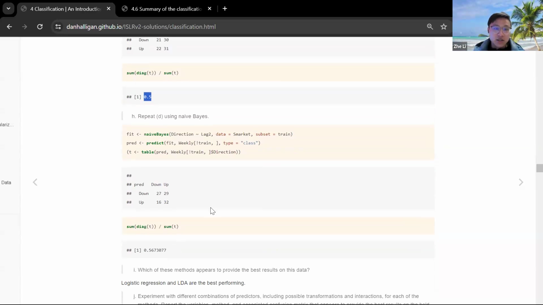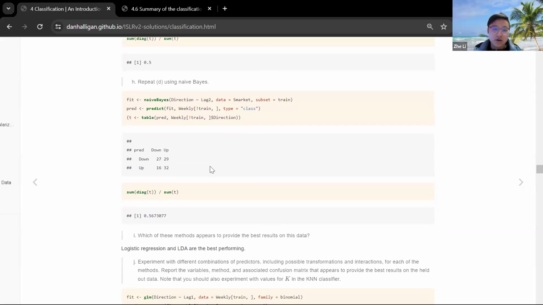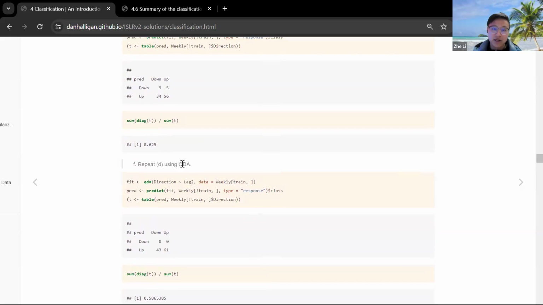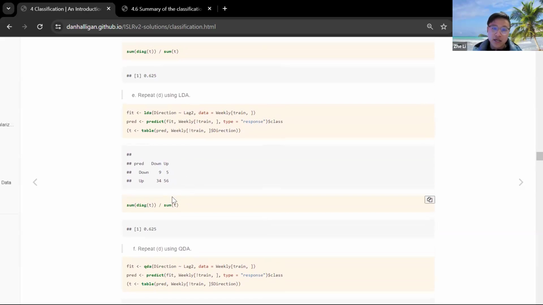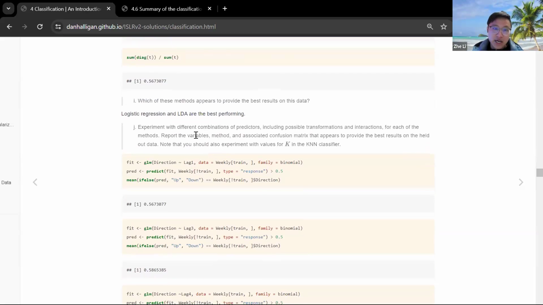And if we use naive Bayes, which assumes that the predictors are independent of each other, we can see that the performance is not that good. Because if we return to our data, we can see that there is some correlation between the predictors in this case. So I think the logistic regression and the LDA are the best in this case. So they are the best performing ones.